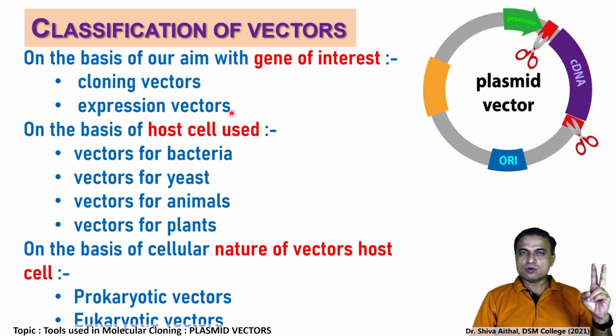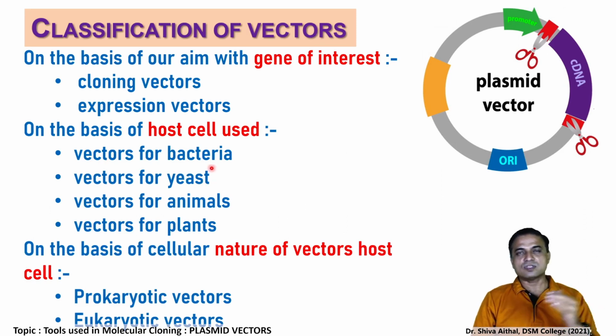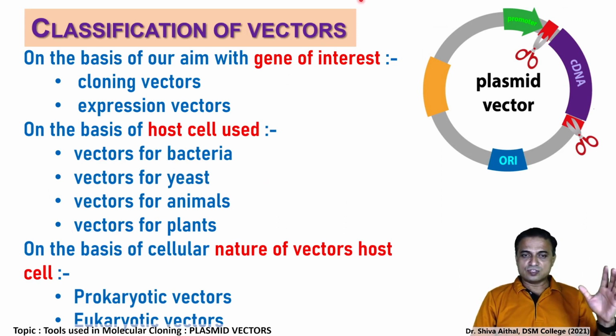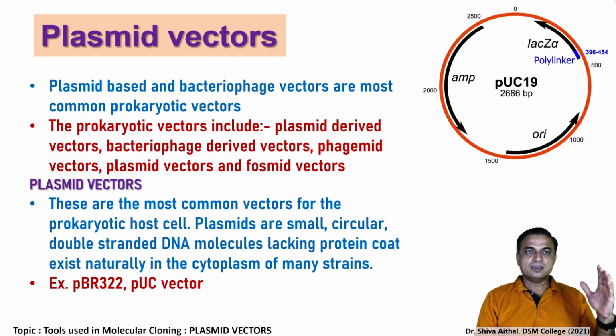On the basis of the host cells which are employed, you can use bacteria, yeast cells, animal cells, or plant cells. Therefore, vectors for bacterial cells, vectors for yeast cells, vectors for animal cells and vectors for plant cells can be used. And on the basis of cellular nature of the vector's host cell, prokaryotic vectors and eukaryotic vectors are classified. Now let us see the types of plasmid vectors.